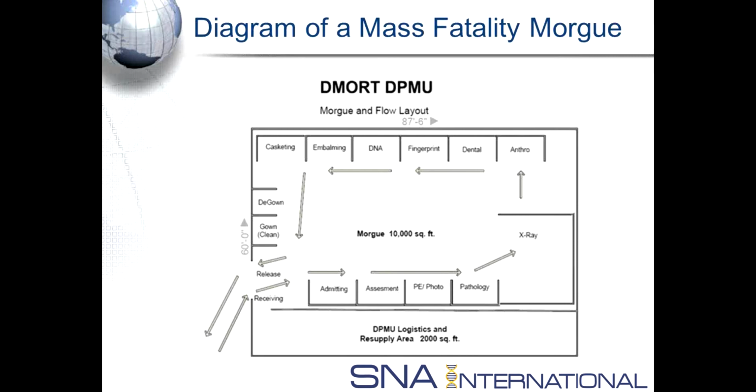This is an example of a layout for a temporary morgue. Keep in mind that the morgue can be displayed in any configuration possible. It must work best for you and the operation. Depending upon the condition of the human remains, the temporary morgue, at a minimum, should have the following stations: admitting, triage assessment, photography and personal effects, pathology, radiology, anthropology, dental, fingerprints, and a DNA station. If there is room and it is necessary, you can have a station for embalming and casketing. However, most of the time, these body preparation procedures are performed by the funeral director at his or her funeral home.